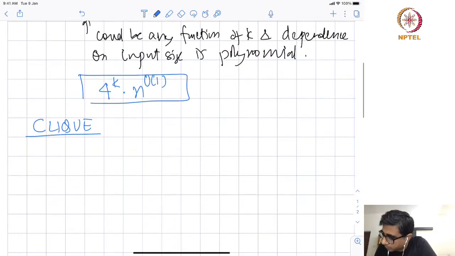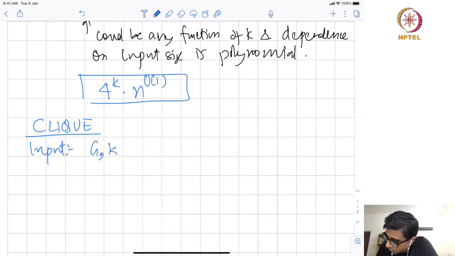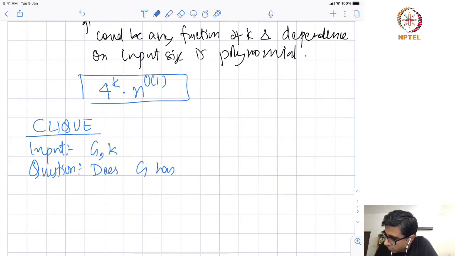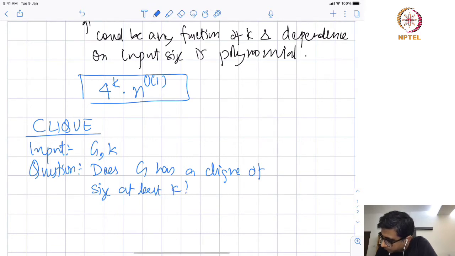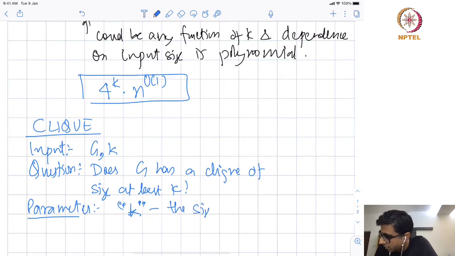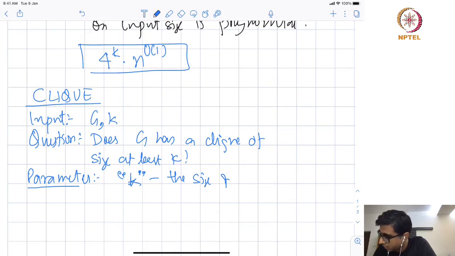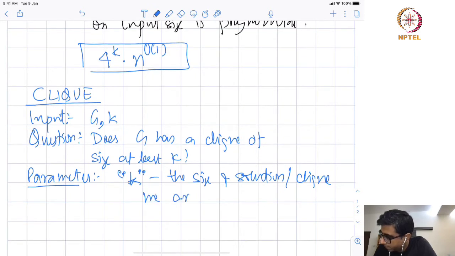So what is the clique problem? So in the clique problem, input is G comma k. Question is, does G have a clique of size at least k, and our parameter is k, the size of the solution or the clique we are seeking, we are asking for.